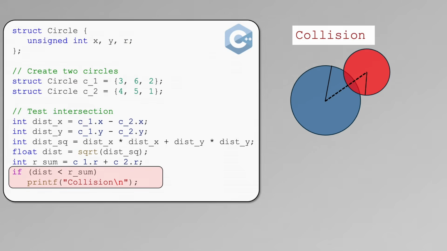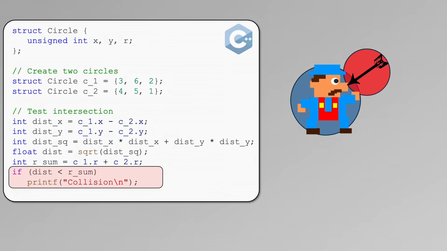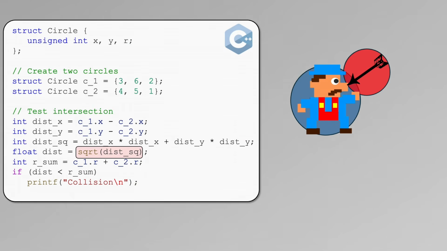Remember, these circles represent entities in our game. So when the circles overlap, we know that our hero has been hit and should lose a life. Actually, I would personally never write code like this. The square root is slow to process on almost any hardware, and working with floating point numbers can be much slower than sticking with integers.